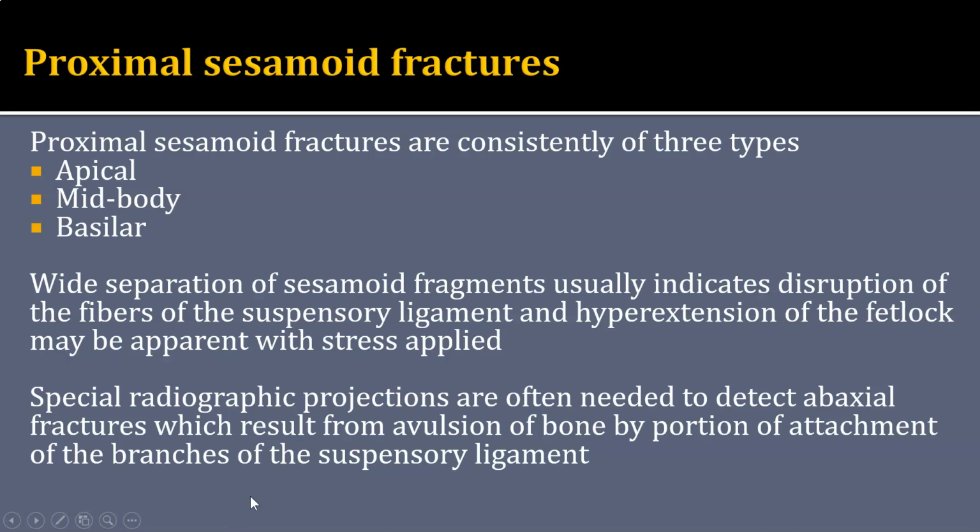Special radiographic projections are often needed to detect abaxial fractures, which typically will result from avulsion of bone by a portion of the attachment of the branches of the suspensory ligament. Briefly, the prognosis is correlated to the type of fracture and damage to the associated structures, which would include your suspensory ligament and all of the ligaments of the proximal sesamoid bones. And so in these cases, ultrasound is also very important to assess the soft tissues.